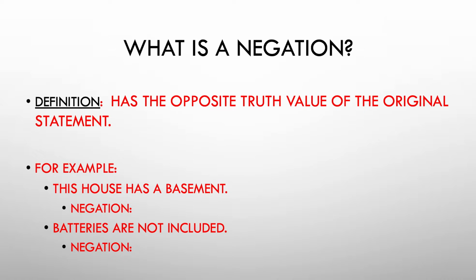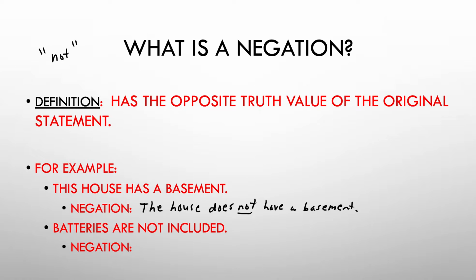So let's look at a couple of examples. The first example said, this house has a basement. Very often you can write a negation by adding the word not into the problem. Now, this doesn't work in every case, but it works in most. So I'm going to go ahead and do that here. So the negation is going to be the house does not have a basement.